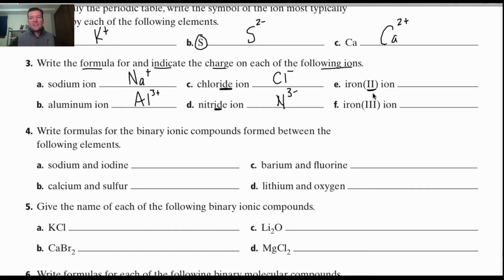Iron 2, this is nice, they're just telling us. Remember, iron can have multiple ions, so when we use the Roman numerals, they're telling us exactly what the charge is going to be on this. And that's how easy it is.